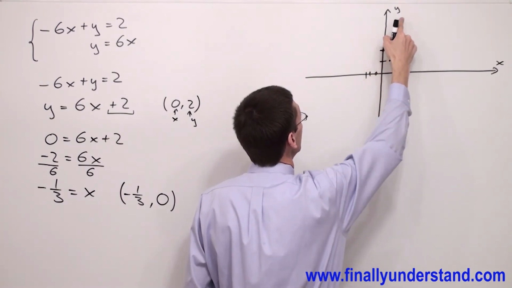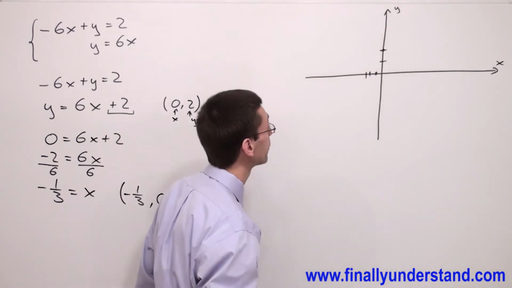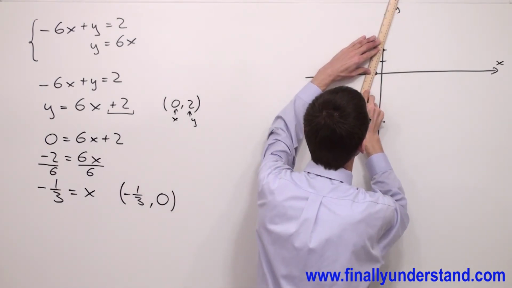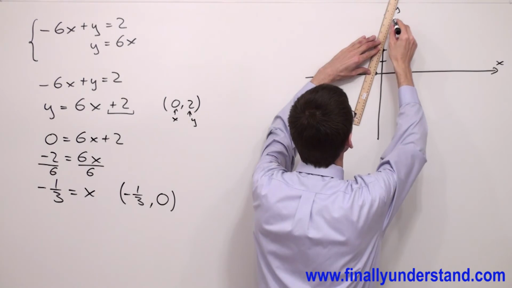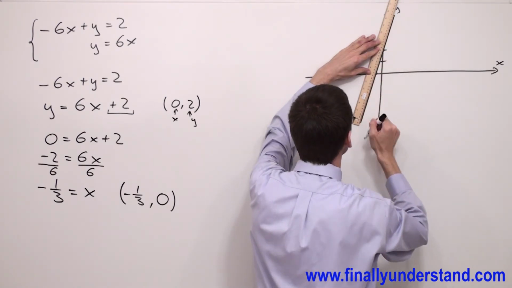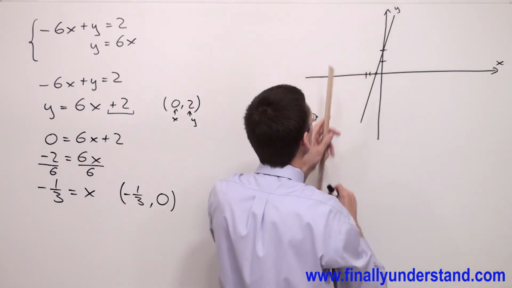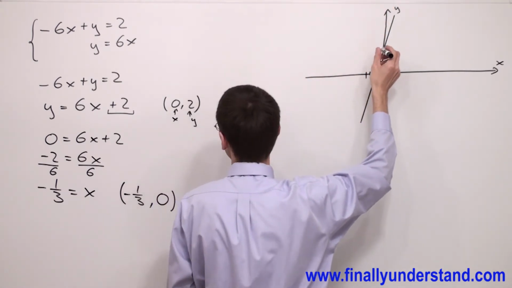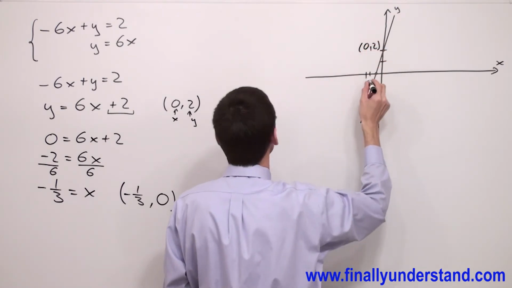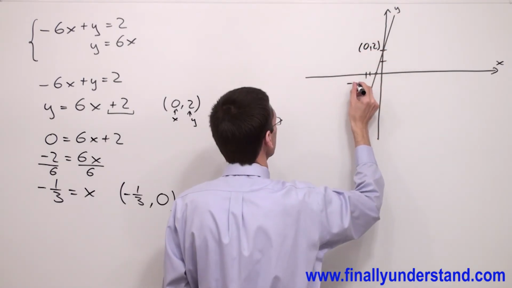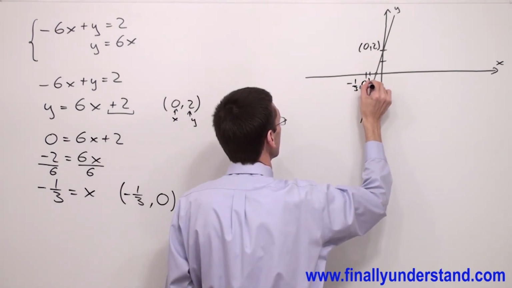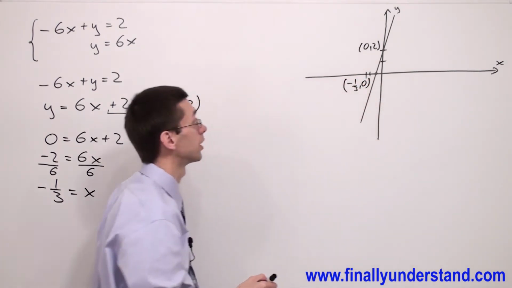If I'm going to connect these 2 points, okay, let me use this ruler. Again, try to be as accurate as you can. Okay, this is my first line. And this is my point, one more time, 0, 2. And this point is negative 1/3, 0. This is my first line.